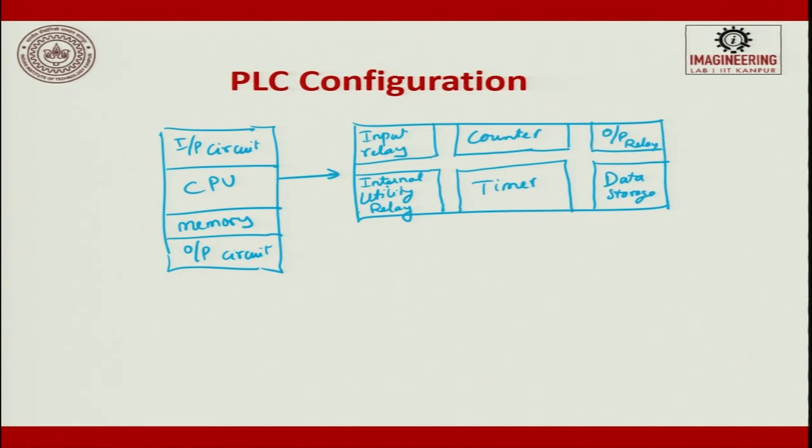So, these are the 6 blocks which are there in a PLC. So, you will have all these things plus these things inside. So, you see a counter there, a timer there, a data storage, output, internal utility array.